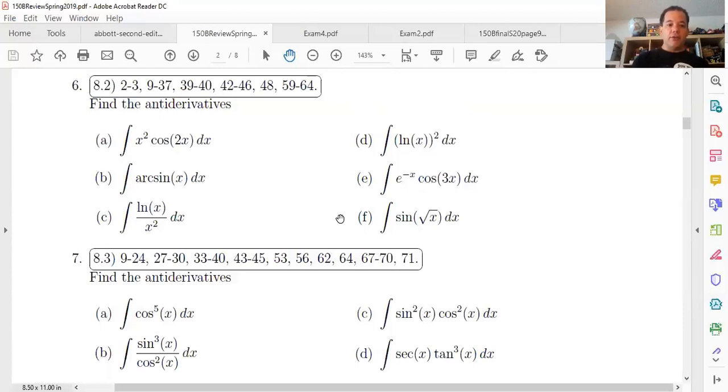So let me do, what would be a good one to do here? Maybe let's pick one that has arc sine, so let's do part B. 6b is arc sine, and let's do E, and it looks complicated as well. So 6e, which is e to the negative x cosine 3x. Okay, so go to page.